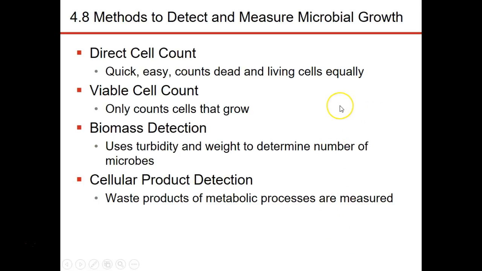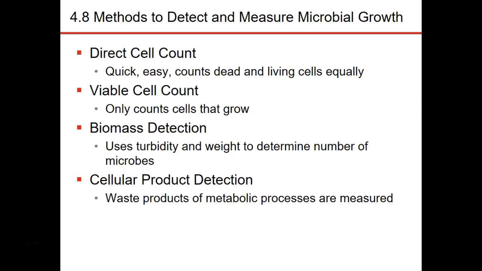Last thing we'll talk about is how we can measure microbial growth. We can measure microbial growth using direct cell count, where you're counting the number of cells in an environment. So think about taking a sample of sand from a desert, and we want to know how many cells are in that sand. So we can count the number of cells using counting chambers.